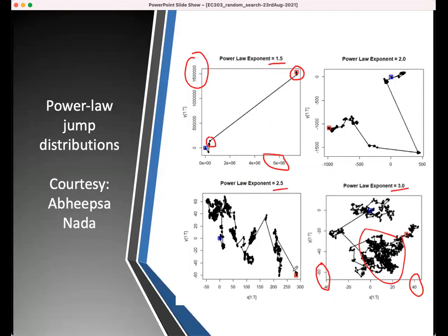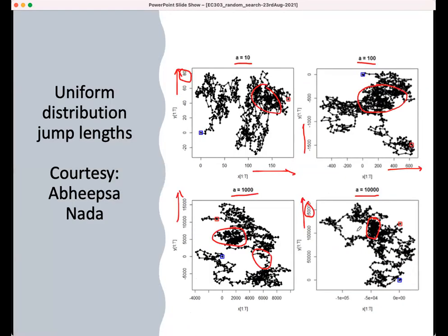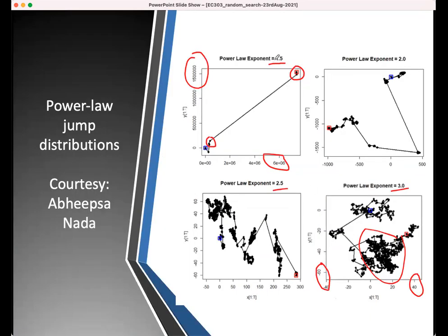Now let me ask you a question. If you think about this biologically, imagine an animal which is moving in this uniform distribution way, as against, let's say, the power law exponent 1.5 way. What do you think are the advantages and disadvantages of choosing one type of random movement over another type?